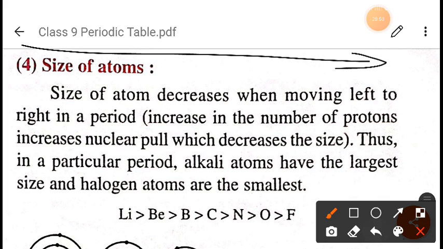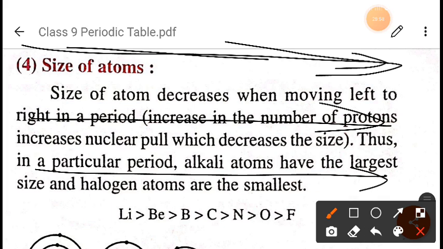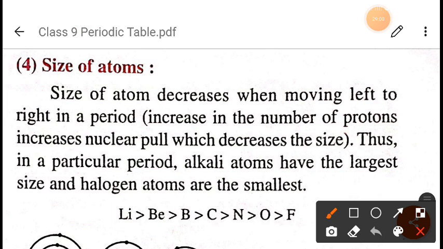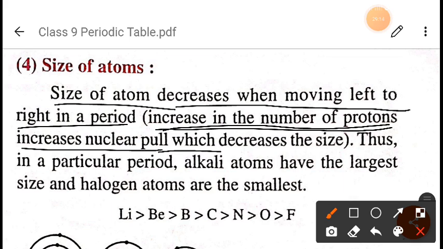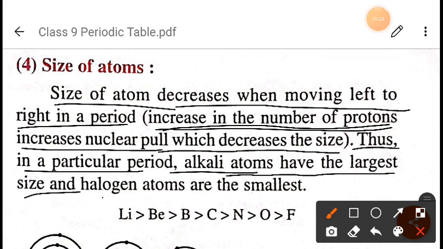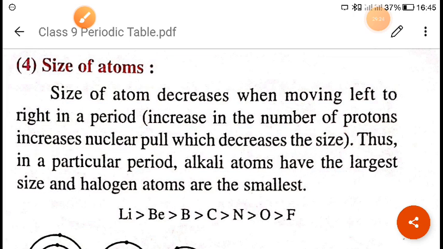So when we go across the period from left to right, the size of atom decreases. Why is it happening? Because of the increase in the number of protons. The increase in the number of protons increases the nuclear pull, which decreases the size. Thus in a particular period, the alkali atom has a larger size and the halogen atom has a smaller size. Let me explain this one.